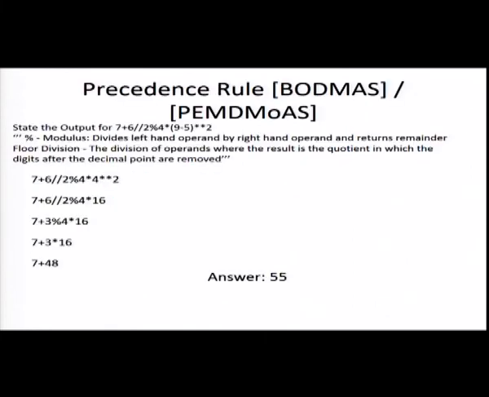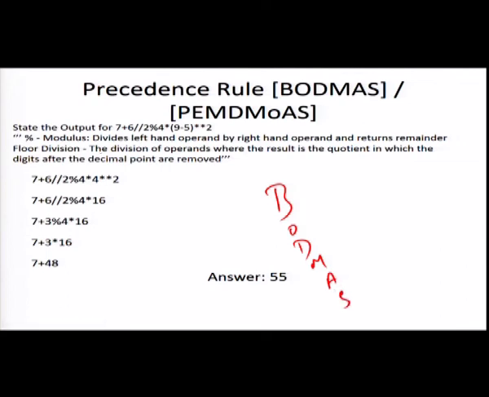Then next is about the BODMAS rule. It is to state the output. What will be the output of this? 7 plus 6 mod, that is floor division, 2 percentage 2 modulo 4 into 9 minus 5 into 2, which is nothing but, as you would have seen in the BODMAS rule, brackets, of, division, multiplication, addition, subtraction.